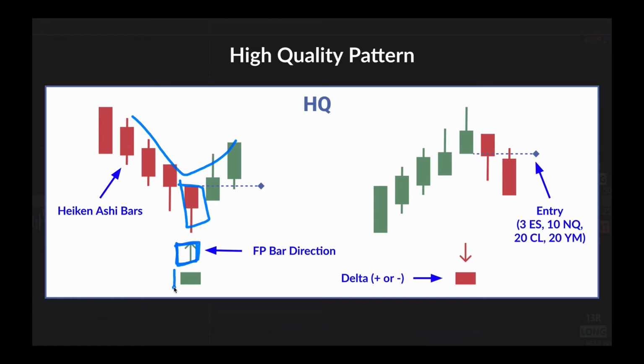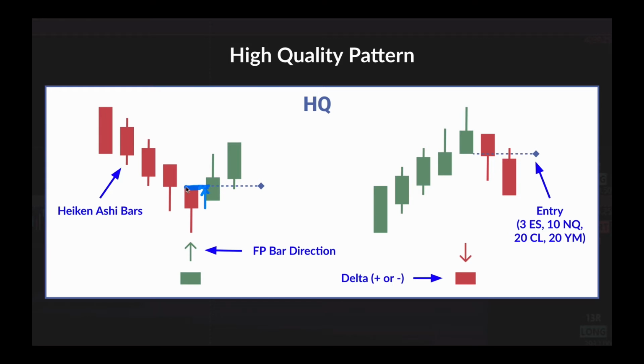And I want to see my delta positive, strongly positive if possible. Okay. So that's how you read it. So the arrow indicates the direction my footprint bar should be, and the block indicates what my delta should be for this particular pattern. Okay. And then this line right here, and then this one right here, these are my entry requirements. So what I'm saying here is that if I get this pattern, then I want to be entering when price moves above the top of this Heikin-Ashi bar right here.